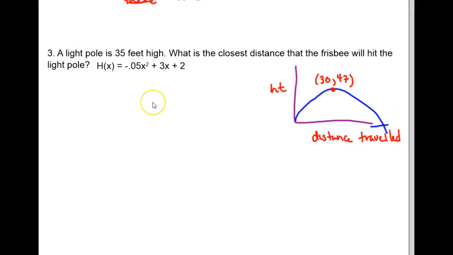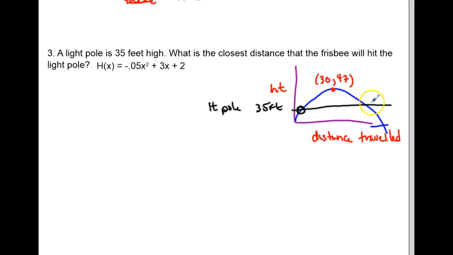I've got a light pole that runs through my yard. It's in my backyard, and I want to know what is the closest distance that that Frisbee can hit the light pole. So basically, what this means is this light pole is represented by this line. This is the light pole, and it's sitting here at 35 feet high. And I want to find that value.